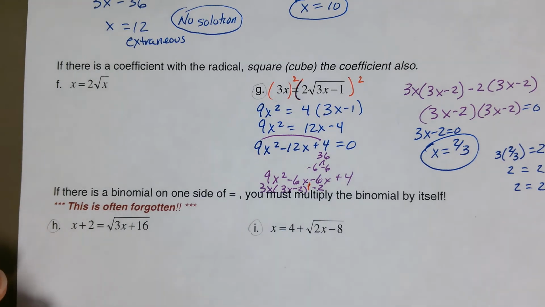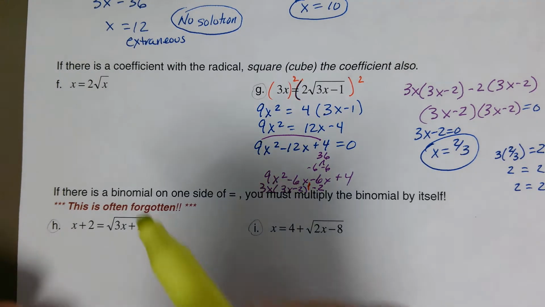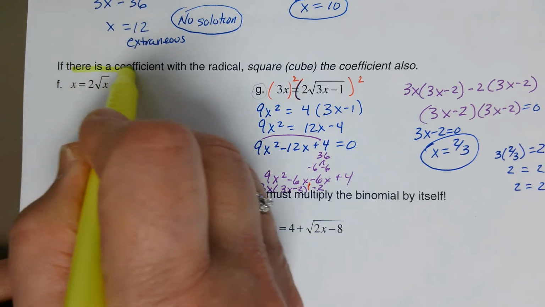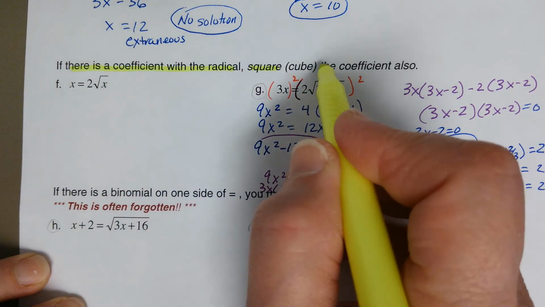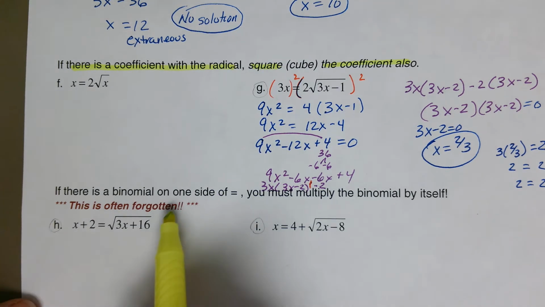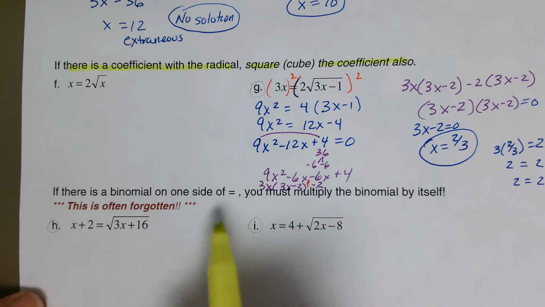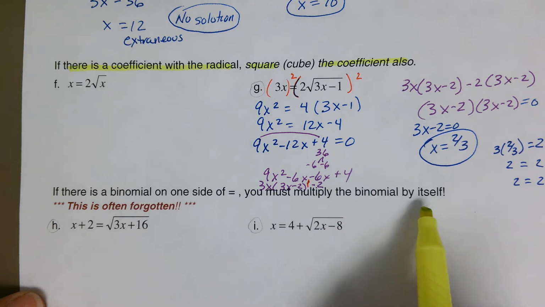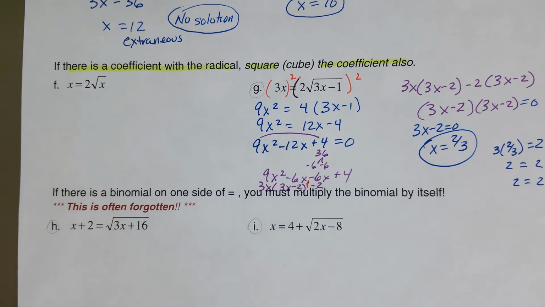So if there's a coefficient with the radical, we'll square the coefficient also. If there's a binomial on one side of the equal sign, you must multiply the binomial by itself. This is often forgotten.